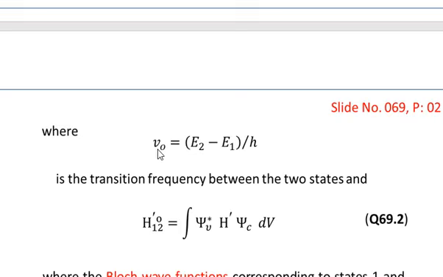So we have written nu naught is equal to E2 minus E1 over H. This is the transition frequency between the two states. That is, if we want to carry out the transition from state 1 to state 2, we need a photon of energy H nu naught.